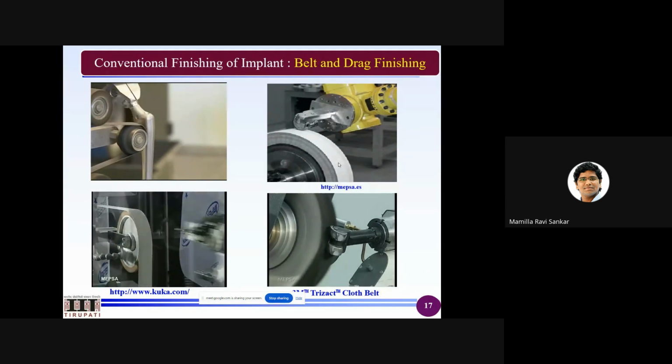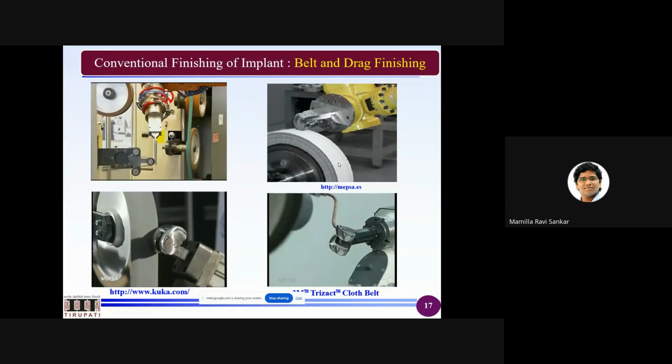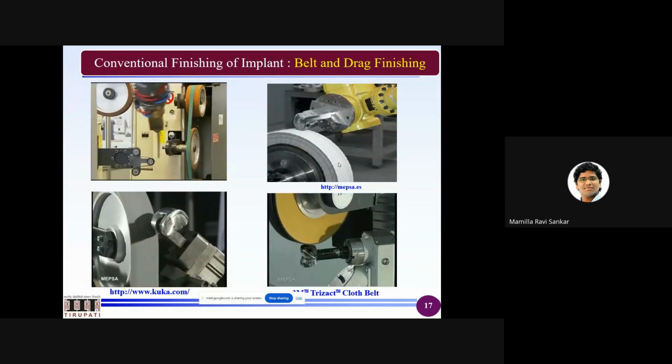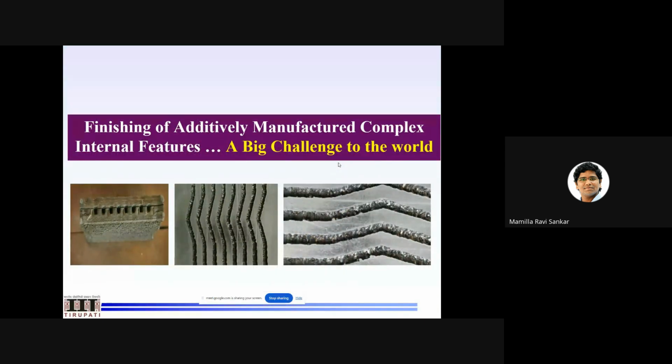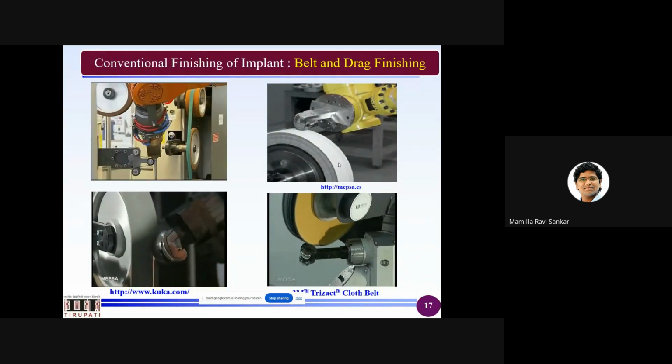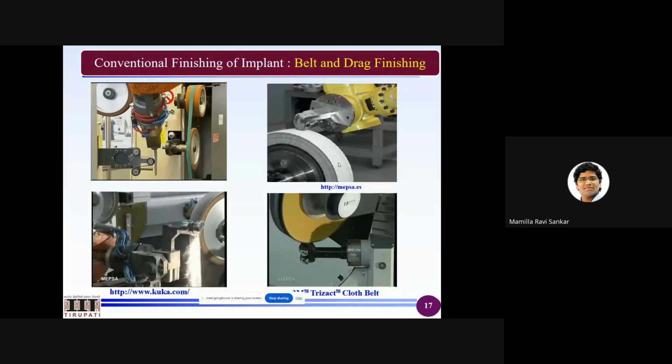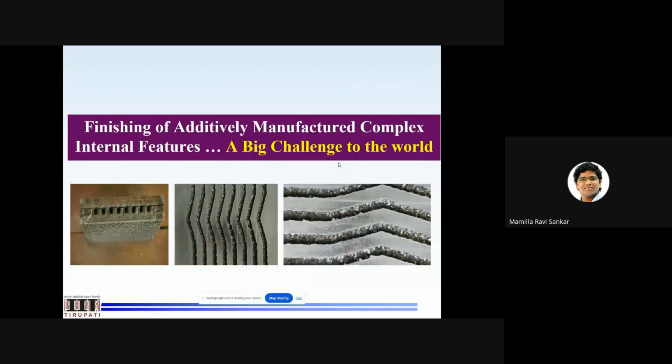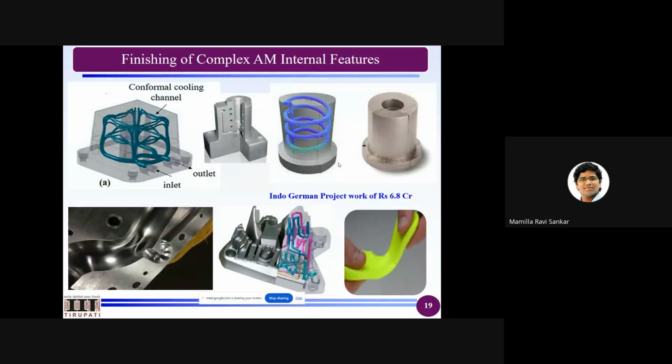And this we definitely don't have, but this is the one thing that we would like to have in future. So this is called belt grinding operation, which is completely controlled by the robot and other things. As I said, a big challenge is that whenever you want to finish external surfaces, it is slightly easy compared to this one. For internal surfaces, it is very, very difficult.